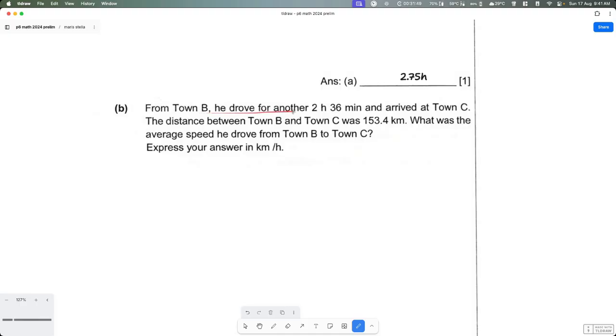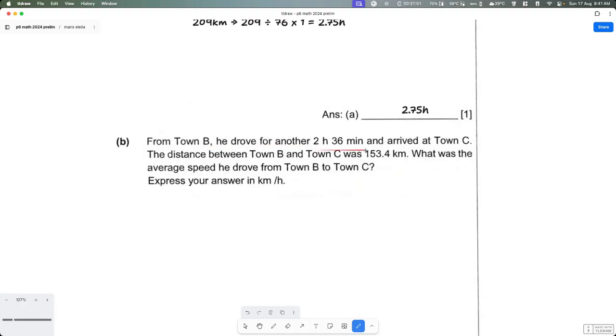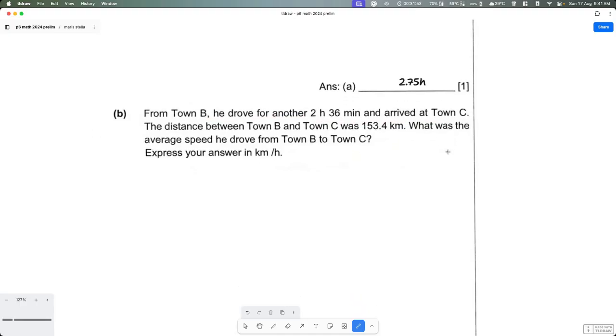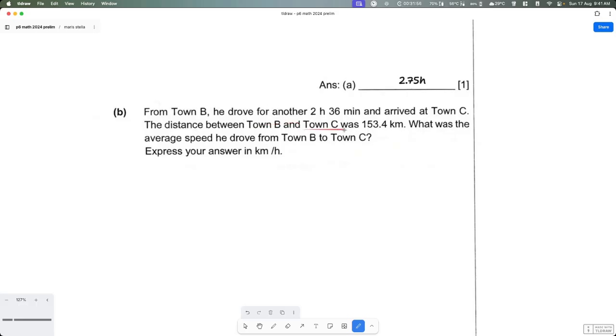From town B, he drove another 2 hours and 36 minutes and arrived at town C. The distance between town B and town C was 153.4 kilometers. What was the average speed he drove from town B to town C? Express your answer in kilometers per hour.